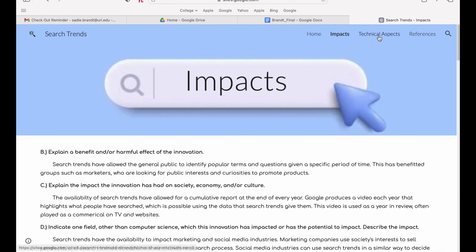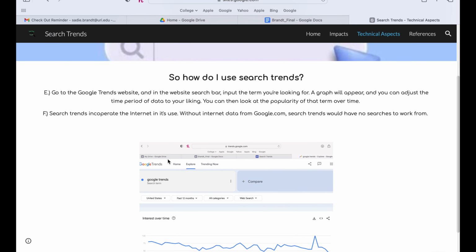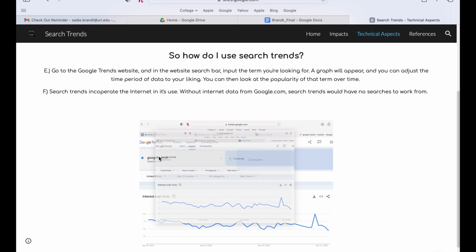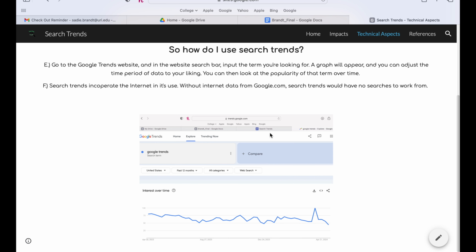Technical aspects. So how do I use search trends? Or how do you use search trends, really? You would go to the search trends website, and in the website search bar, just look up, and this is the search bar right here where I'm circling, Google Trends. And you would just input the term you're looking for. So a graph would appear, and you can adjust the time period. So right now we're looking at the past 12 months and how the term Google Trends has been popular. As you can see, it's really spiked in popularity for some reason, really in April.